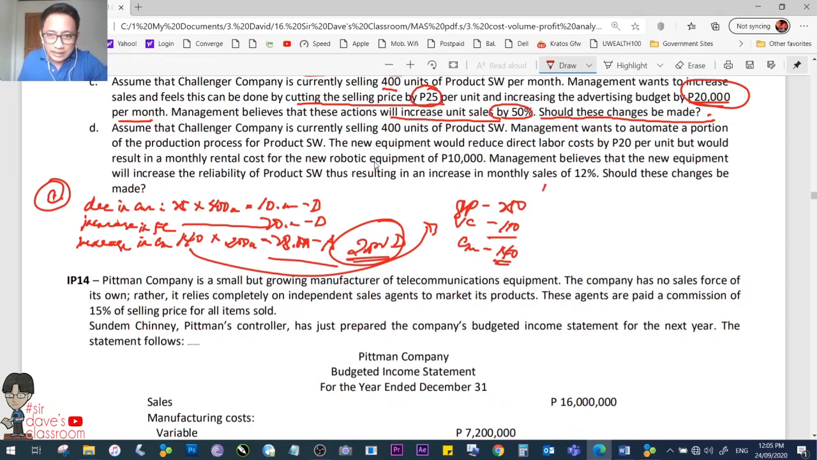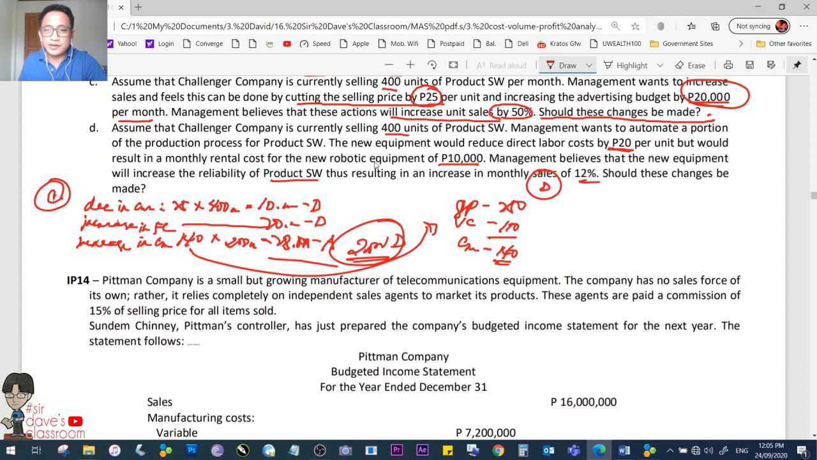Requirement letter D. Assume that the company is currently selling 400 units of product SW. Management wants to automate a portion of the production process for the product. The new equipment would reduce direct labor cost by 20, variable cost yon, but would result in a monthly rental cost for the new robotic equipment of 10,000. Management believes that the new equipment will increase the reliability of the product, thus resulting in an increase in monthly sales of 12%. Same procedure, class, following the incremental approach. Should these changes be made?